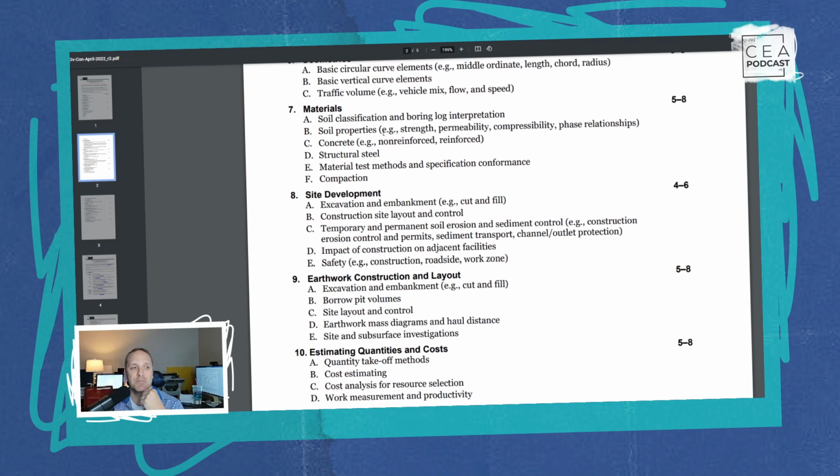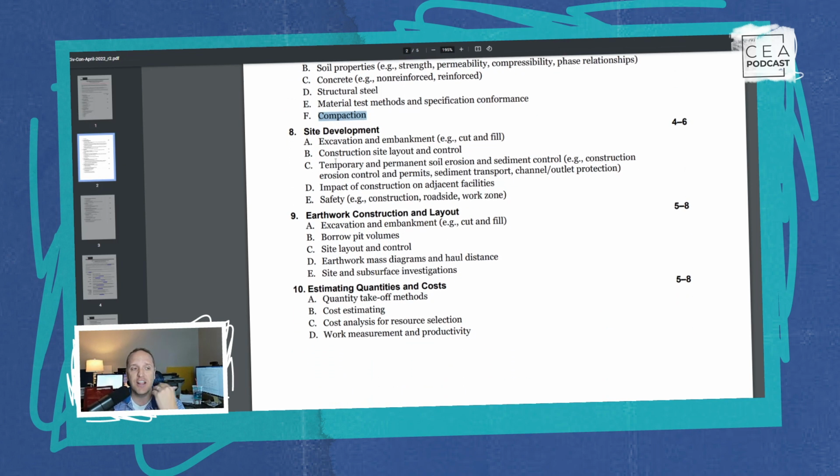So number 7 is materials. So you're going to deal with soil classification. So you're going to have a boring log interpretation, something that you might see. You get an inspection done, you have a boring log and how to interpret those results. You have soil properties, which deal with strength, permeability, or phase relationships. You have concrete that you're going to be dealing with, structural steel, as well as material test methods and compaction. And that is 5 to 8 questions for materials. So that's a lot of geotech found within that, but they wrap that into materials.